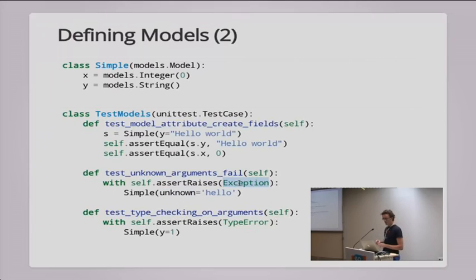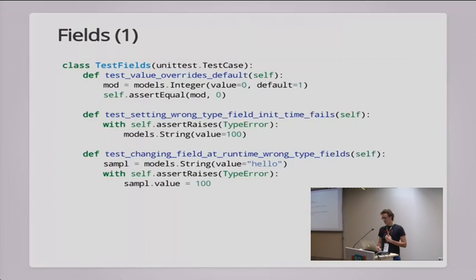So first we can look at how fields are implemented. And here again, there's a requirement for the fields. If I create an integer where I pass zero as value and the default one, the value will take the precedence. If I try to set at init time something which is the wrong type, I get a type error. And also very importantly, if I in the beginning create the element correctly and then I change the type to something else, then I also get a type error.